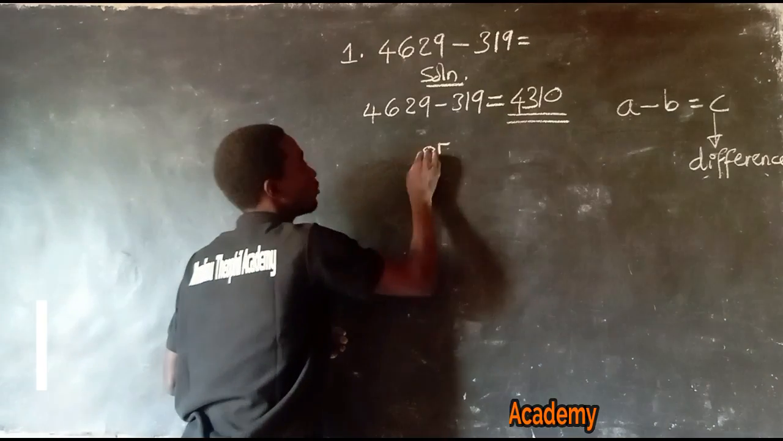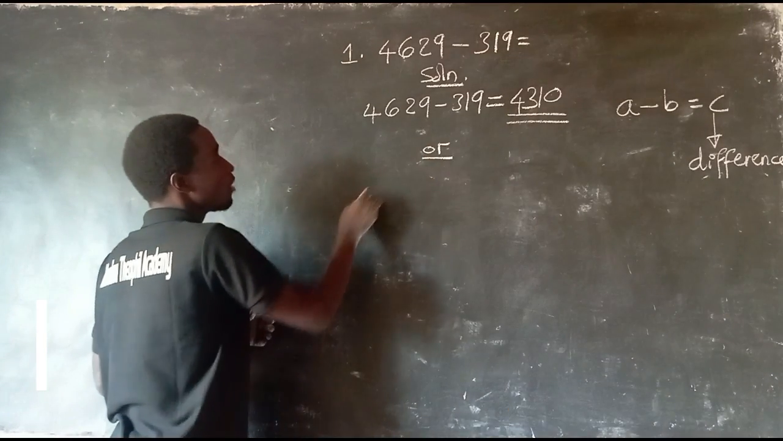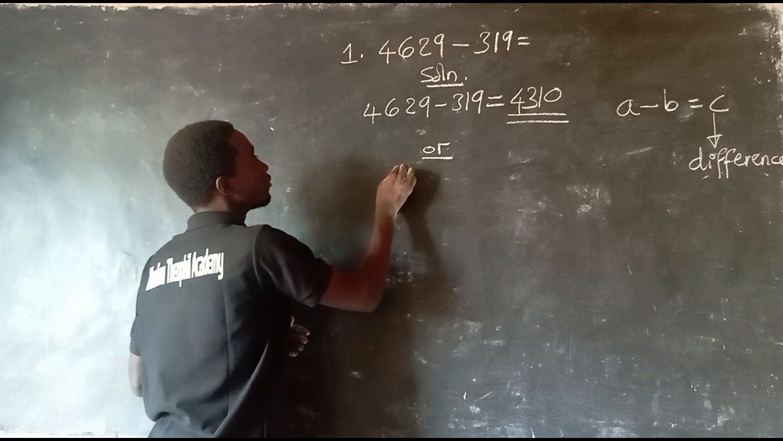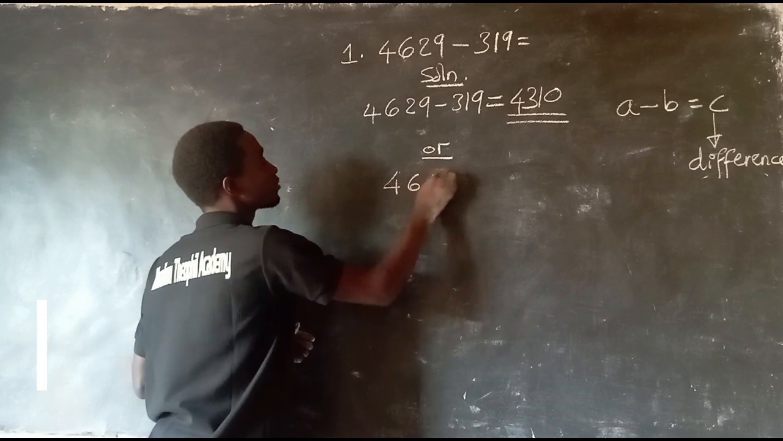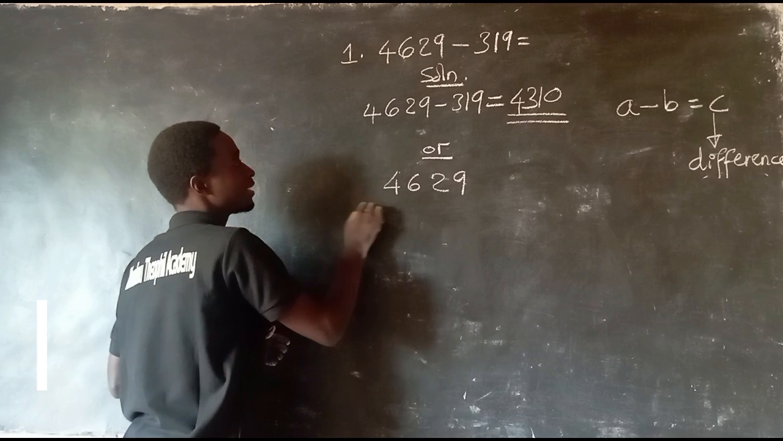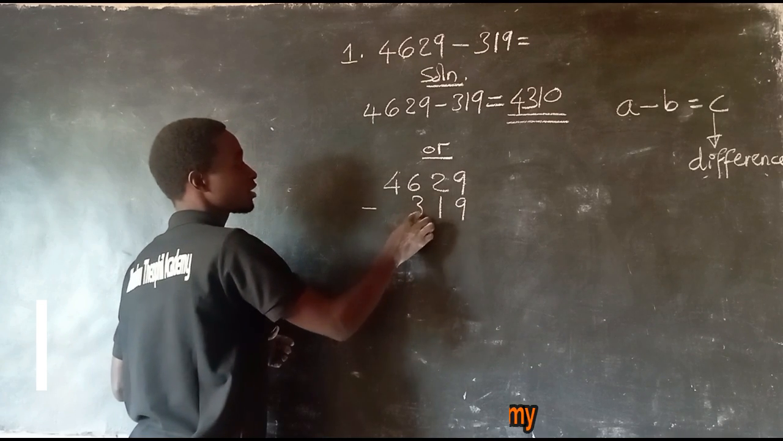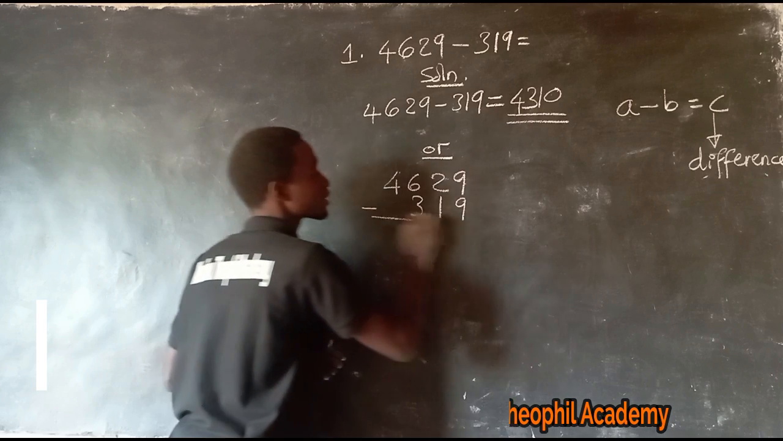After this horizontal method of subtraction, let us see the vertical method of subtraction. So we can solve it this way. We write the two numbers vertically. Here we are going to write 4,629 minus 319. Here you put an equal sign.